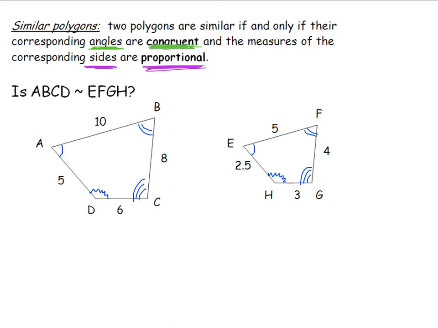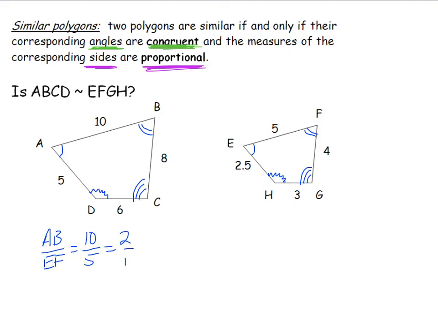If they were marked as congruent corresponding, then yes, indeed, we've got half of the battle fought with similar polygons. The next thing we have to do is make sure that the corresponding sides are proportional. So if we look, we notice that AB corresponds to EF just because of the way in which it's lettered. So if I'm checking the ratio of AB to EF, that's 10 to 5. That's going to simplify down to 2 over 1.